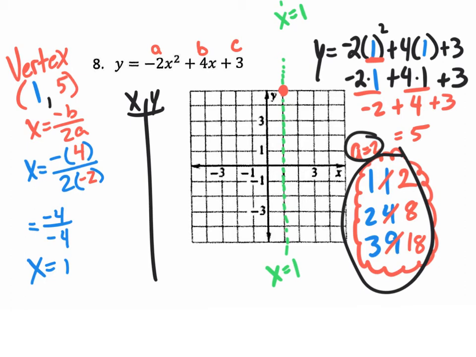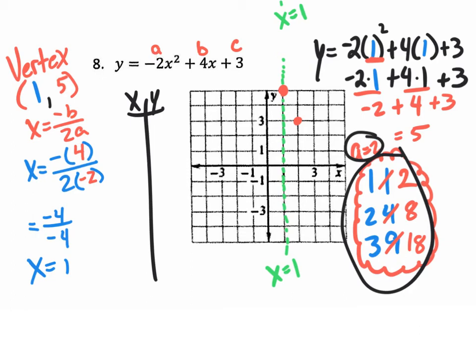So from this vertex, what am I going to do to graph it according to the pattern? 1 over, 2 down. Put a dot there. Okay, so why down? Why not 1 over and 2 up, right? Remember, this a value is negative, and the negative tells you that the parabola opens down.